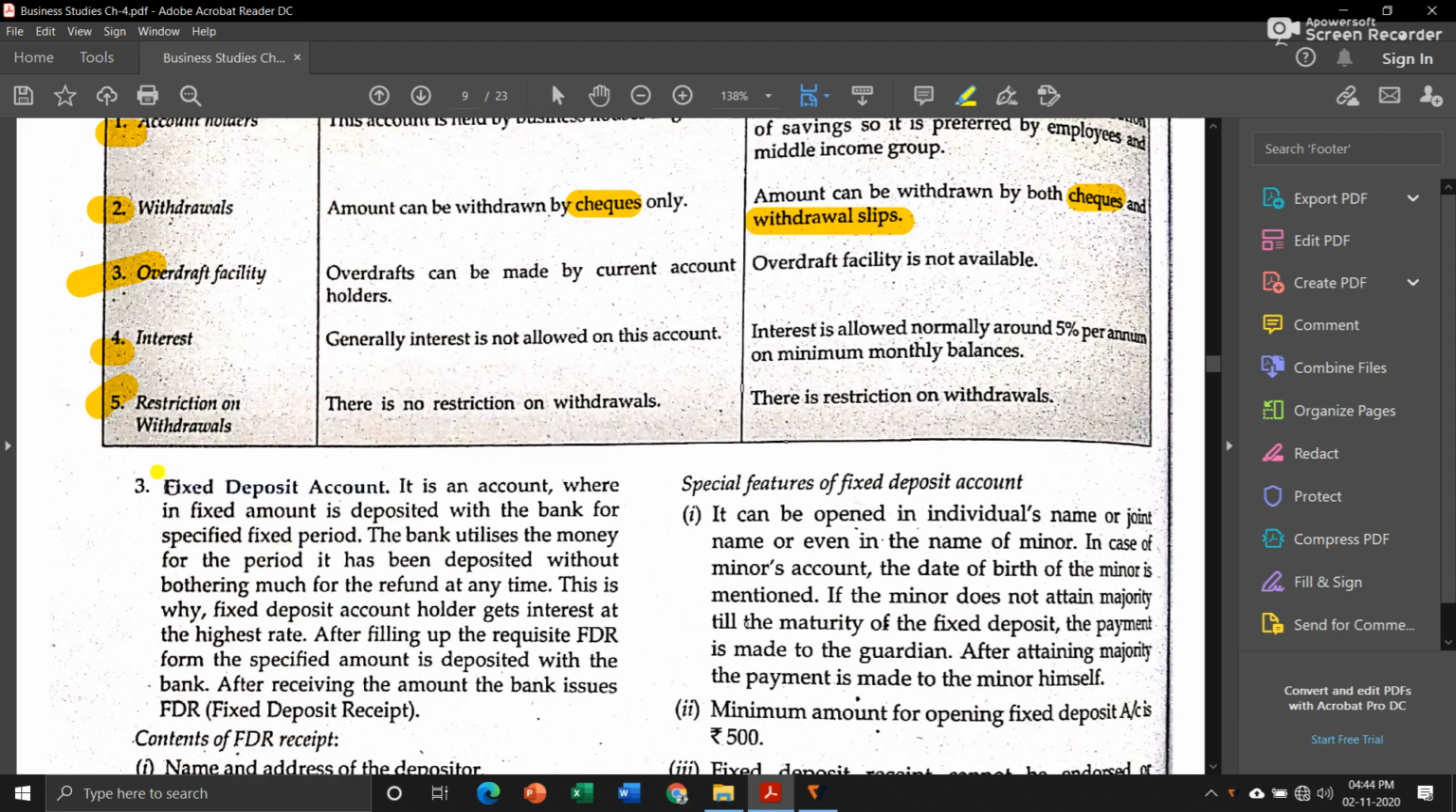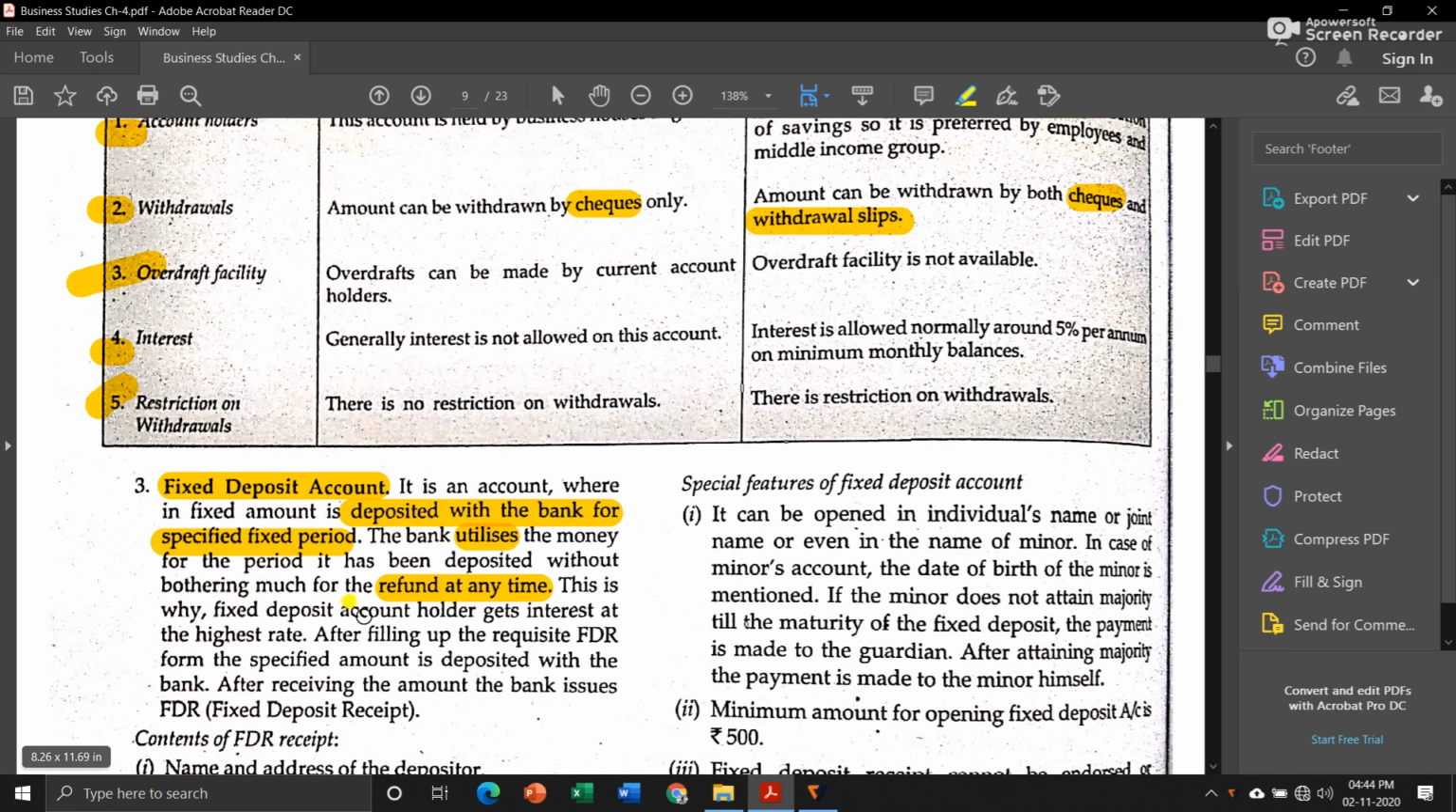Now, the third type of account is fixed deposit or FD account. It is an account wherein a fixed amount is deposited with the bank for a specified fixed period. What the bank does is that after you deposit that money, they utilize that money for the period for which you have kept that money in the bank, and after the maturity they will refund you.